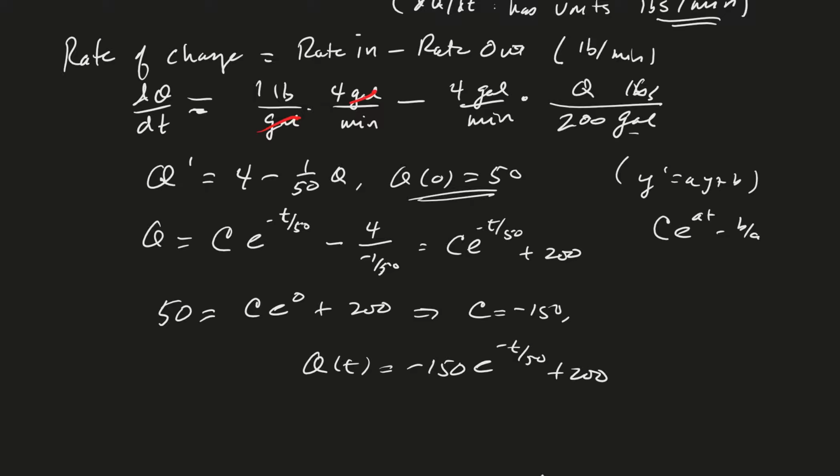Now it's always good to do a reality check here. Does this equation make sense? So in particular, what's happening as time goes to infinity? As time goes to infinity, this first term is going to go to 0.